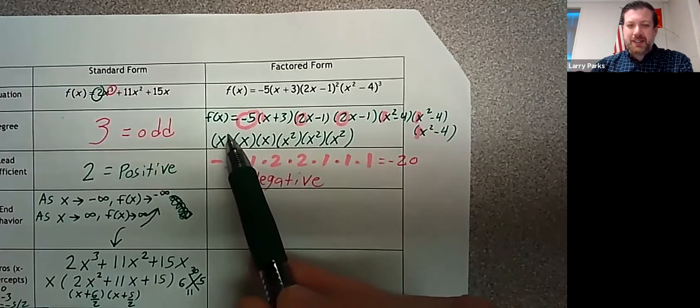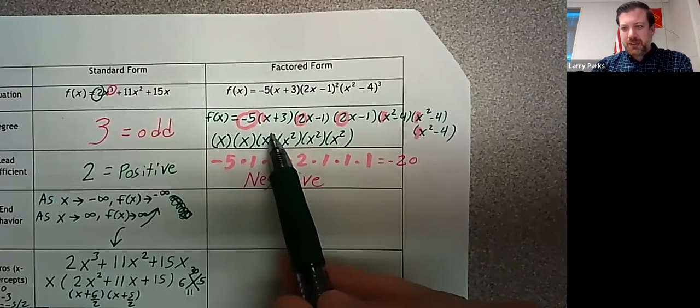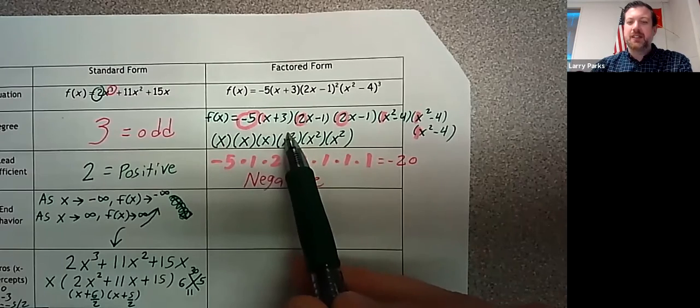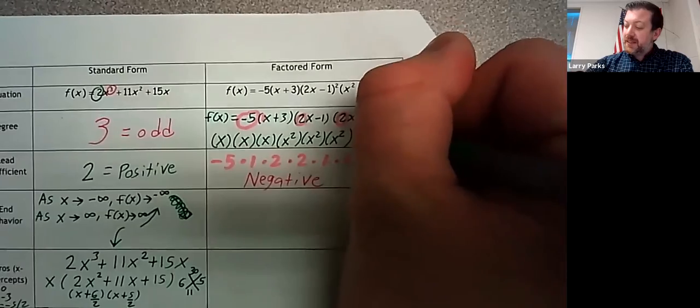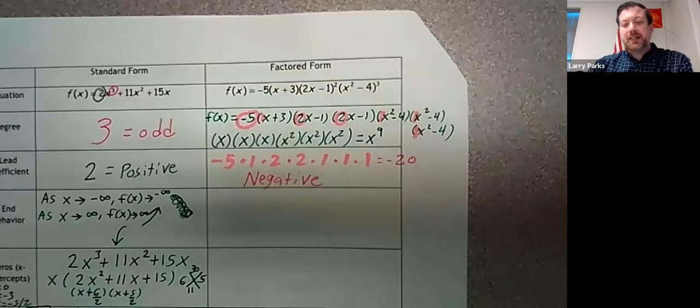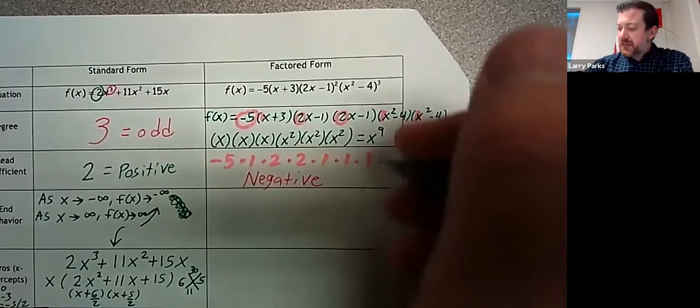So if I do multiply this out, I got 1 plus 1 plus 1 is 3, plus 2 is 5, plus 2 is 7, plus 2 is 9. So that'd be x to the 9th. So I would say degree is 9. So degree is odd.